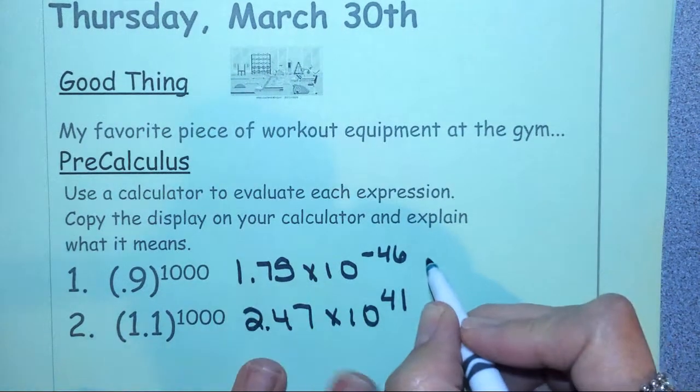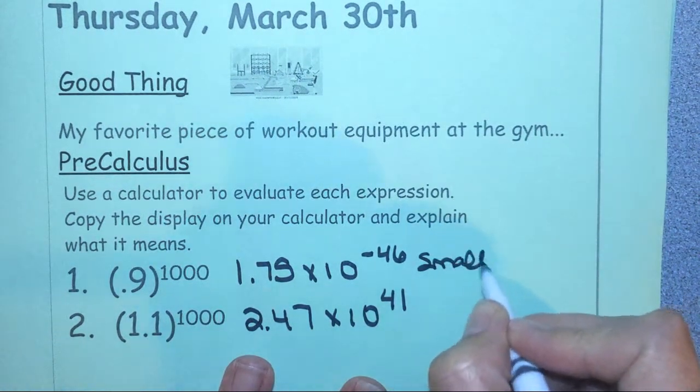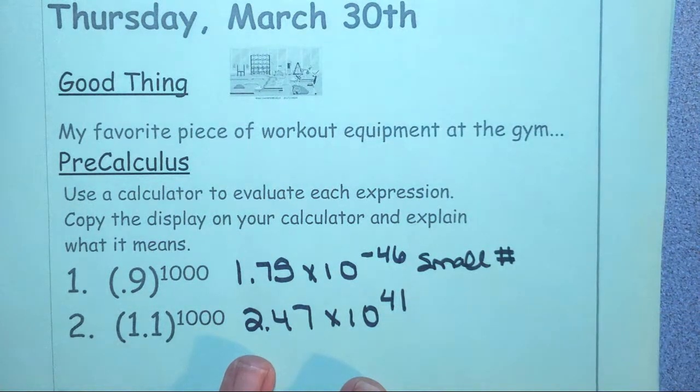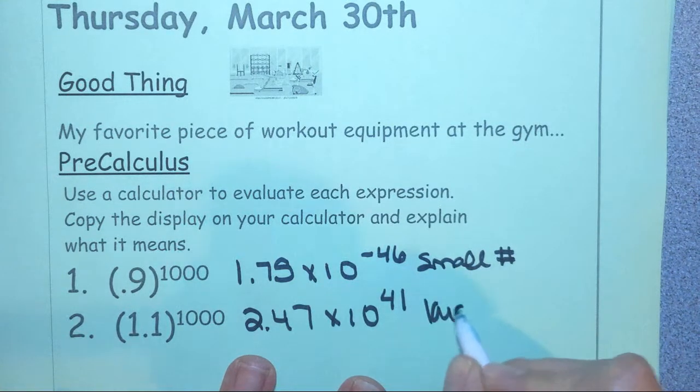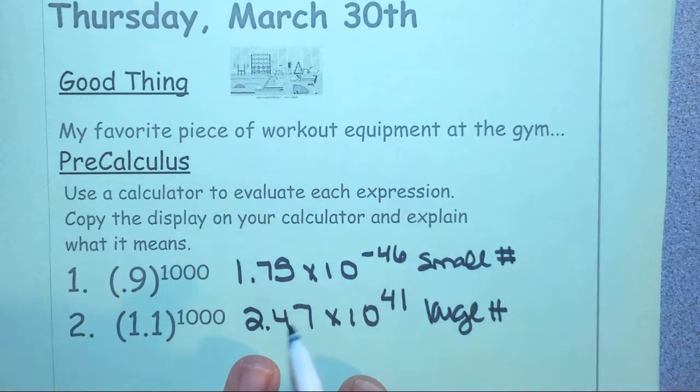So the first one is a really small number. It's got 45 zeros in front of the 175. And the second number is a really large number. It's 247 with 39 zeros behind it.